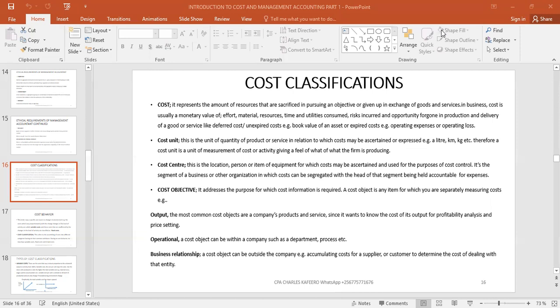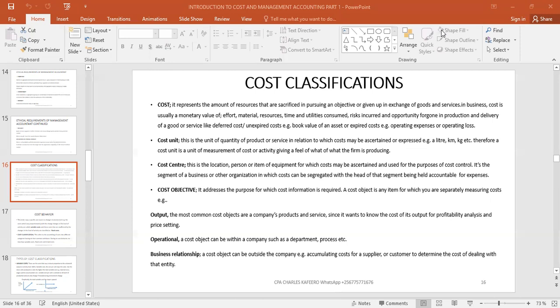Let's say it can be a liter, a kilogram of sugar, a kilometer, like for these people who are dealing in services, you find that someone is charging transport cost as per the distance or as per the person involved in the movement. So those are the things we talk about as the cost unit. It is one unit of a product to which costs are ascertained. That's what we call a cost unit.